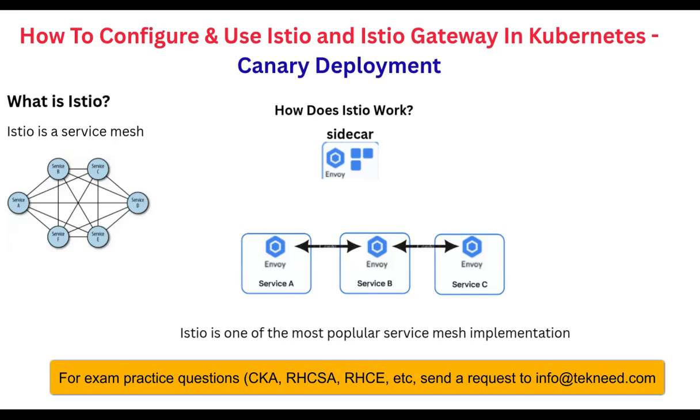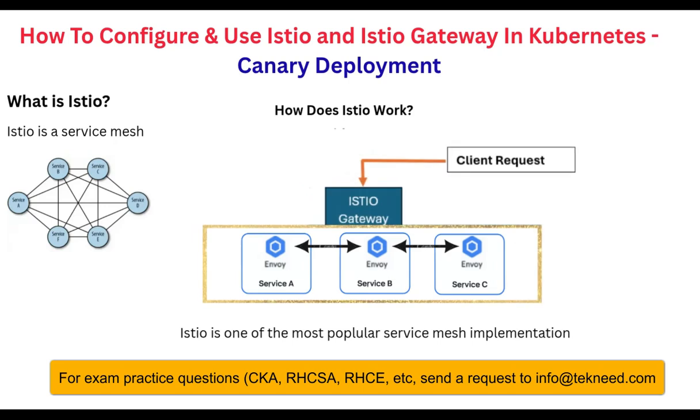Another component of Istio is the Istio gateway, which is also called the Istio ingress gateway. Basically, it's an entry point into the Kubernetes cluster. So you can think of this as an alternative to the common Nginx ingress controller. You can either use Nginx or any other ingress controller to expose your application to the outside world, and you can also use the Istio gateway as well.